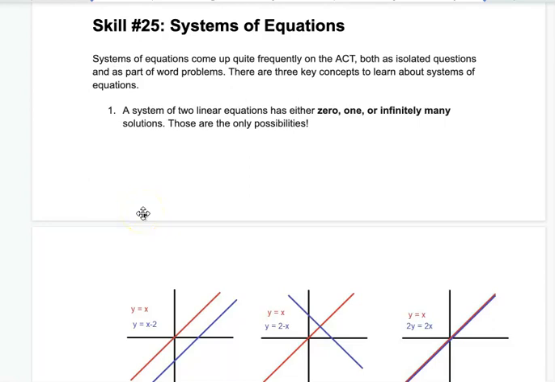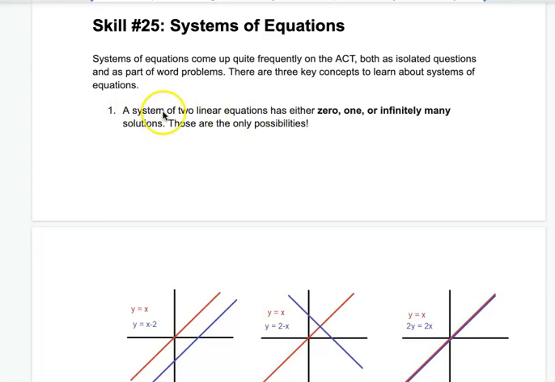Okay, skill 25, systems of equations. Systems of equations come up frequently on the ACT. That's why it's one of the top 10 ACT math skills, both as isolated questions and as part of word problems. We're going to talk about a few areas with systems of equations, the most important ones.